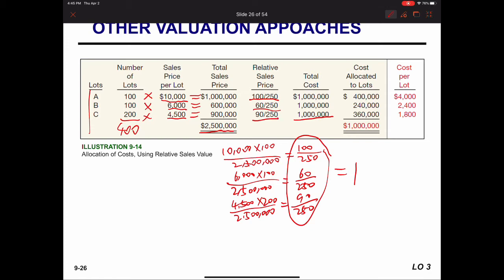Next, we multiply the relative price by the total cost. We can get the cost of each group. For each group, we divide the total cost by the number of lots, and we get the cost of each lot. So the first one is divided by 100, this is divided by 100, and this is divided by 200.